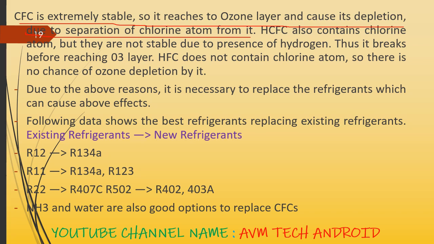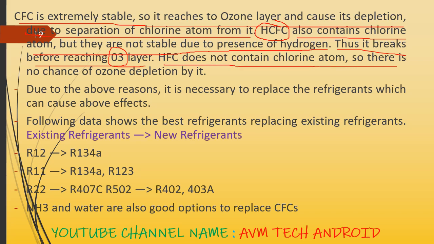But instead of CFC, if we go for HCFC, in that case again the chlorine atom is available, but it is not stable due to the presence of hydrogen. Thus it breaks before it reaches the ozone layer, and hence it is not harmful for the ozone layer. But instead of HCFC, if we go for HFC, it does not contain a chlorine atom at all, and hence there is no chance of ozone layer depletion.